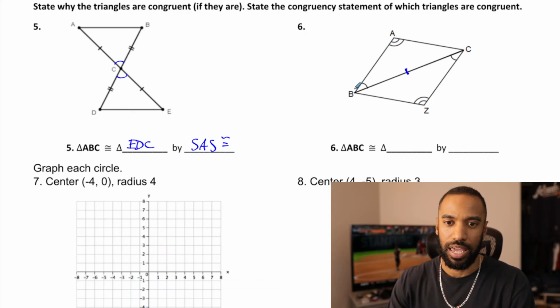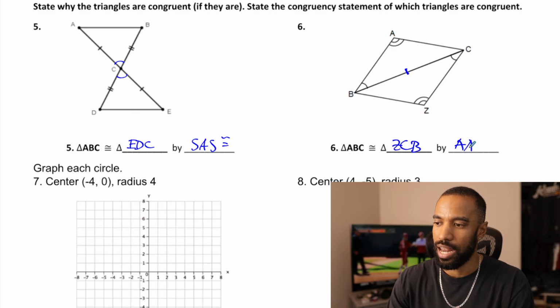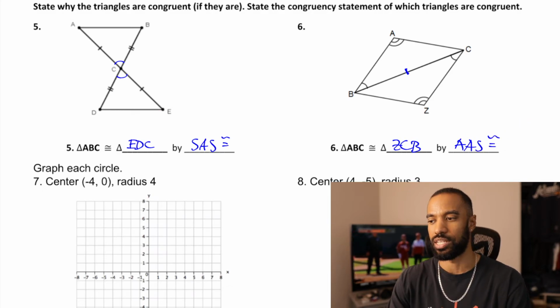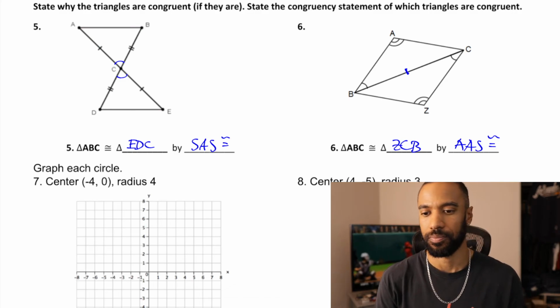And they say triangle ABC. Notice the double to the single to unmarked. Double to single to unmarked, ZCB by angle side angle. And angle side angle is allowed, angle side side is not. So based off that information, we could get those.